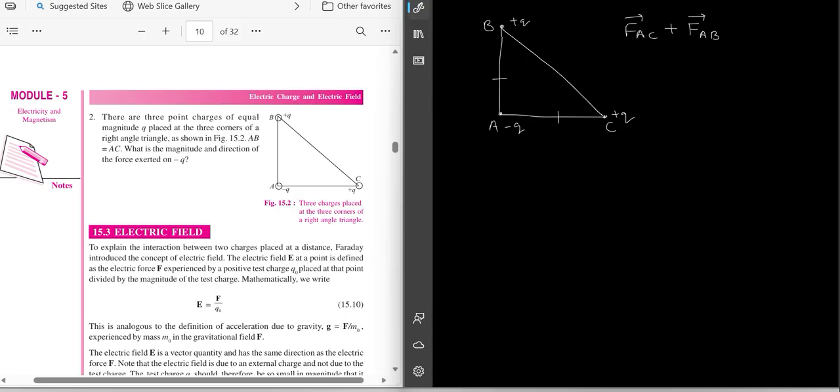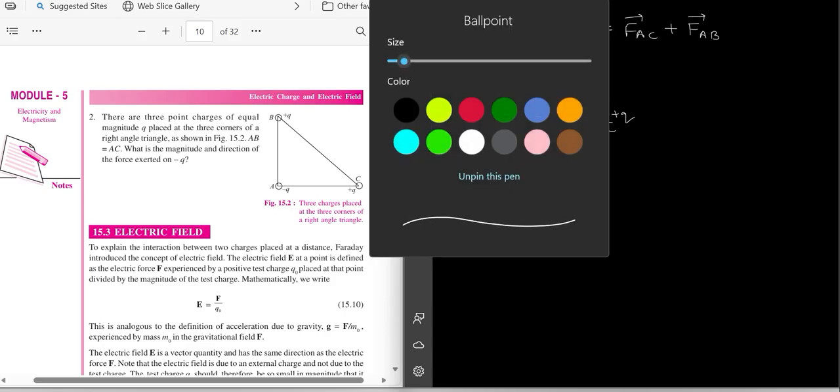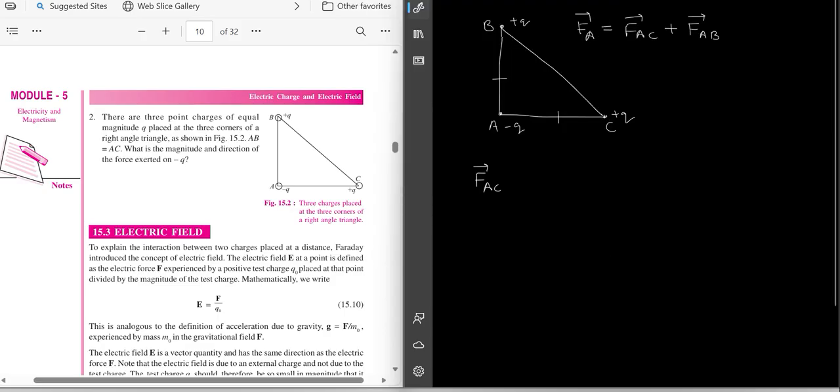The vector sum of this is nothing but the net force on A, right? Now what is the force on A due to C? Its direction will be that of an attractive force, because the charge at A is negative and the charge at C is positive, so it will be attractive and act along the line. This is the force on A due to C.